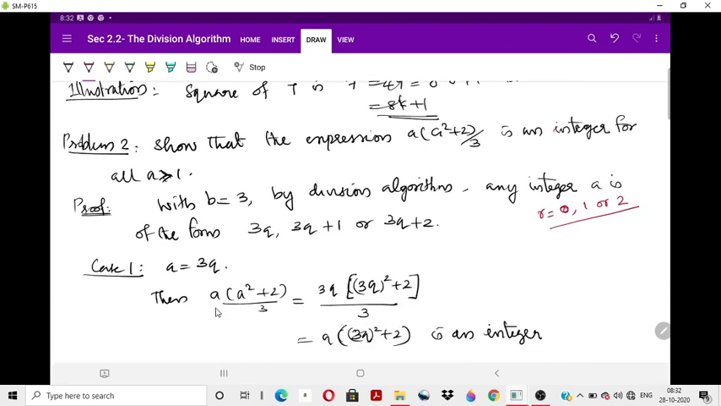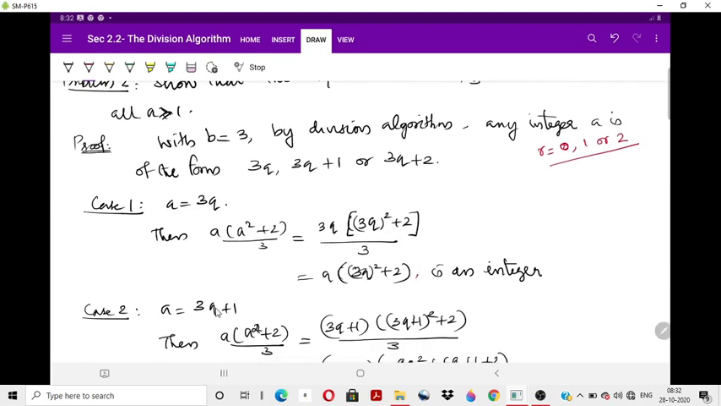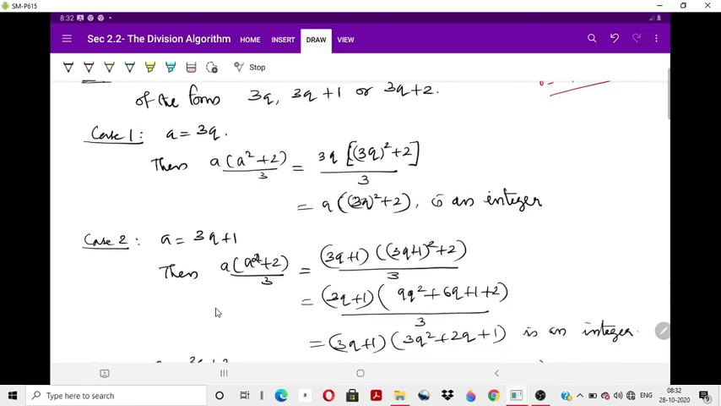First, we consider case 1, a equal to 3q. When a equals 3q, it is obvious that this expression will be an integer, because the 3 in 3q and the denominator 3 will get cancelled easily. Now case 2, a equal to 3q plus 1. Substitute for a: a square will be 9q square plus 6q plus 1, then plus 2, all divided by 3.